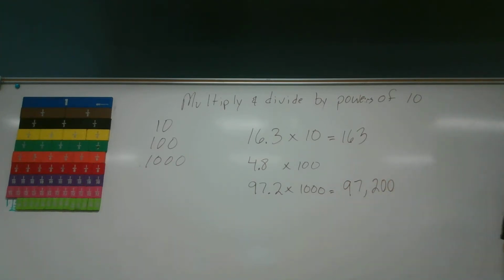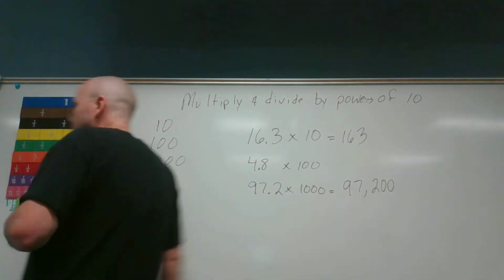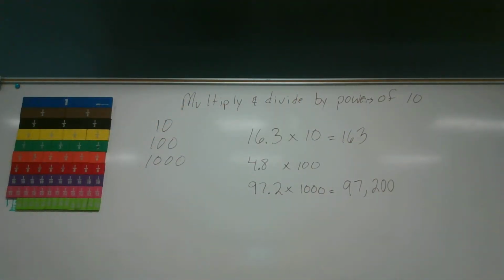97,200. That is correct. We have to move the decimal point 3 places, so we have to add 2 zeros at the back.